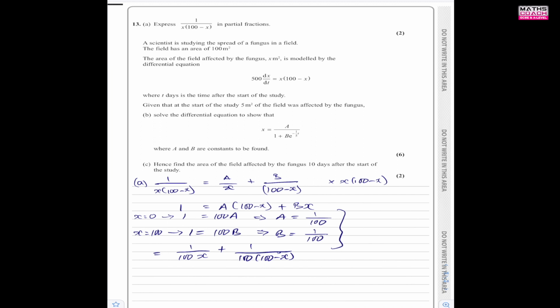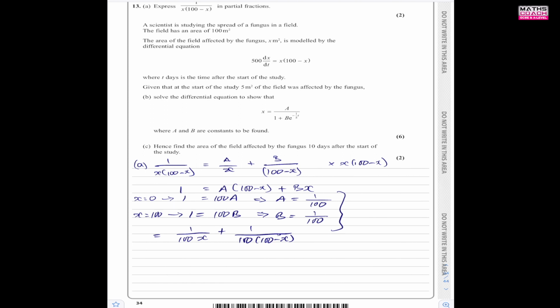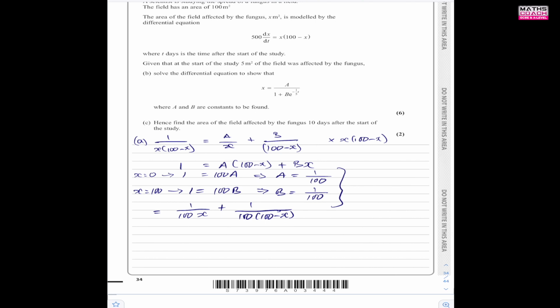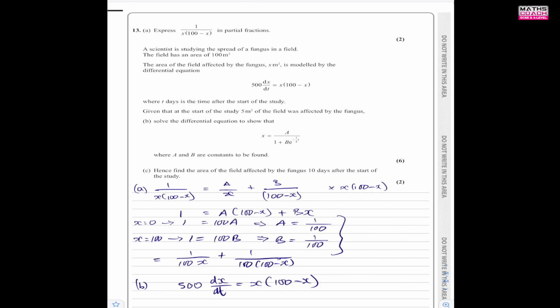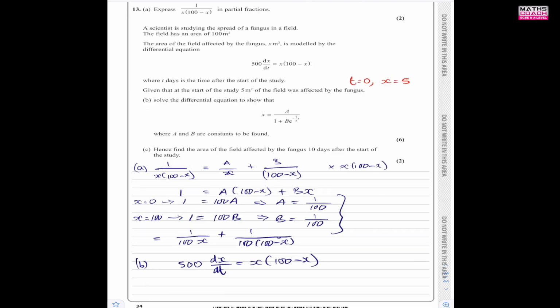Okay, part B. A scientist is studying the spread of fungus in a field. The field has an area of 100 meters squared. The area of the field affected by the fungus, x meters squared, is modeled by this differential equation. For part B, the differential equation that we need to solve is 500 dx by dt equals x bracket 100 minus x. t days is the time after the start of the study, so when t equals 0, x equals 5. Solve the differential equation to show that x is equal to this formula given here.